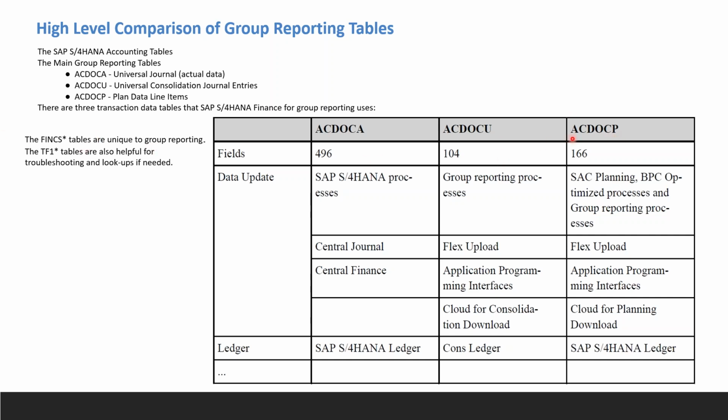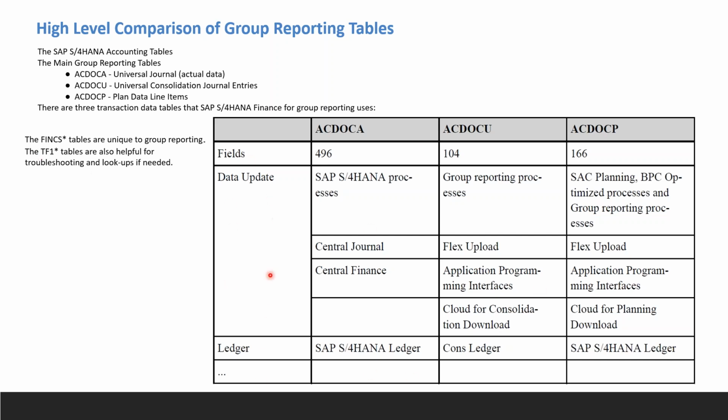And apart from these tables, we have other tables as well. That is, the Fiori tables for group reporting. And if you want to do troubleshooting or any data analysis, then we have the TF tables as well. So that is the main thing on the table side which we are going to use in group reporting.